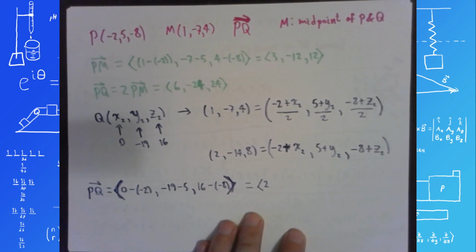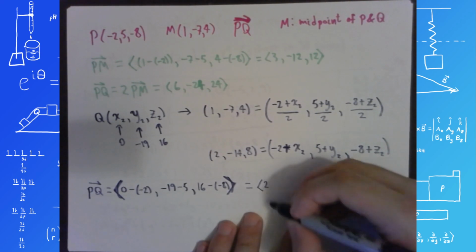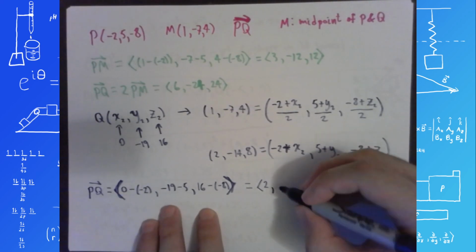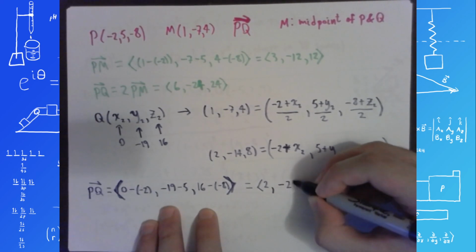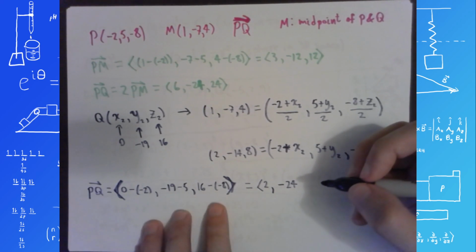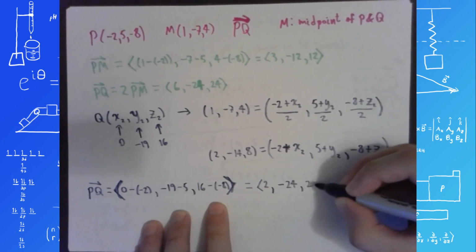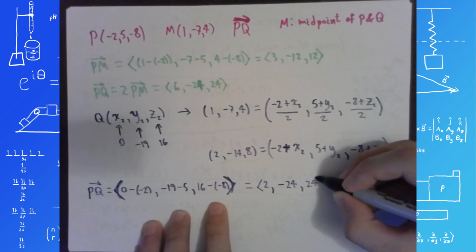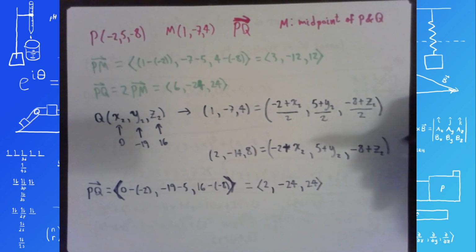Wait, something is wrong. I'll worry about it in a minute. And then negative 24. And then positive 24. Well, I know I've done something right because I got the negative 24 and the positive 24, but the 2 and the 6 disagree. What happened there?